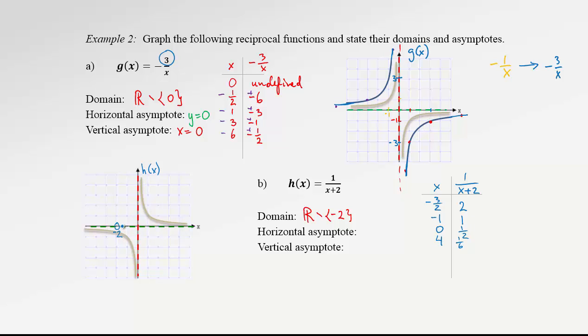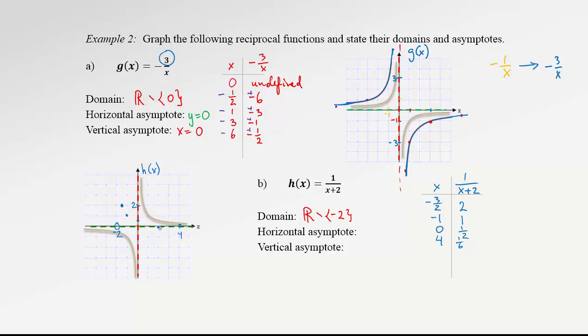-3/2, which is somewhere here, results in a value 2, which is over here, right? -1 results in 1, that's great. 0, 1/2, oh, that means the shape looks somehow like this, right? And then 4, if I jump up to 4, the value is really close, it's 1/6. It will be hard to mark here. It's very close to x-axis, but a little bit above.